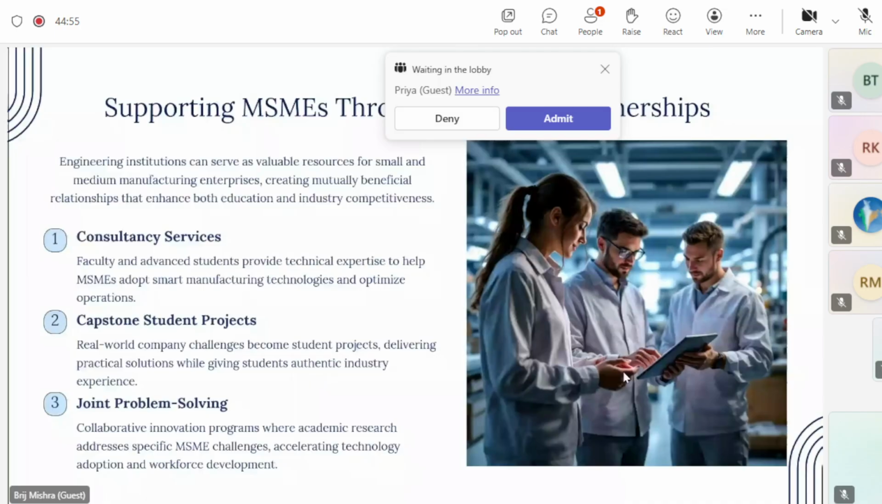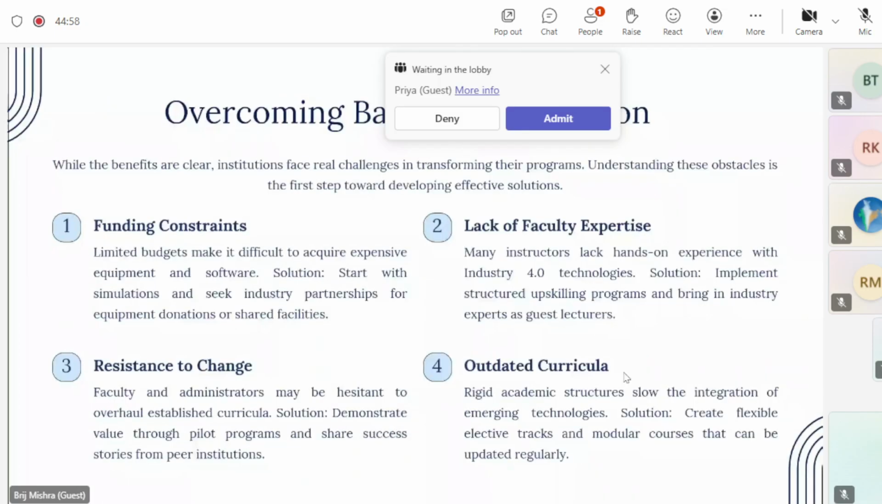Obviously, while doing all these things, there will be some barriers which we, as academicians, have to resolve. There may be funding constraints. So we have to ensure that we manage or get funding from some institution, government funding, or a public private partnership kind of thing. But we have to find some way to come out of this funding constraint.